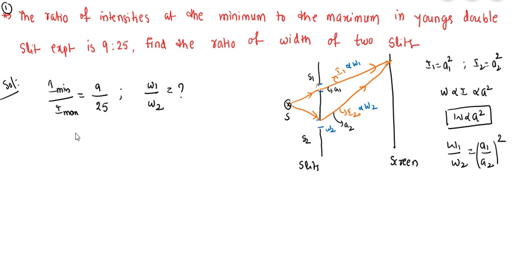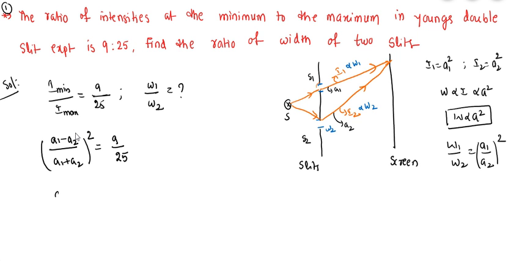For that, what we know is the Imax formula, which we just derived in the last lecture. Imax by Imin. There are various formulas. Imax equals Amax square, that is A1 plus A2 whole square. Imin is A1 minus A2 whole square. So Imin by Imax is A1 minus A2 whole square by A1 plus A2 whole square, and that is equal to 9 by 25.